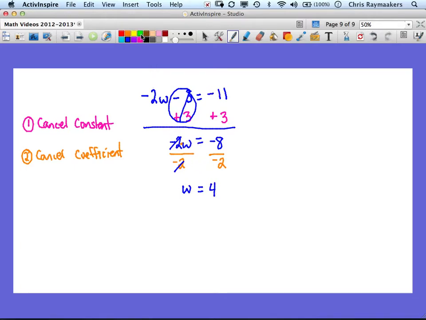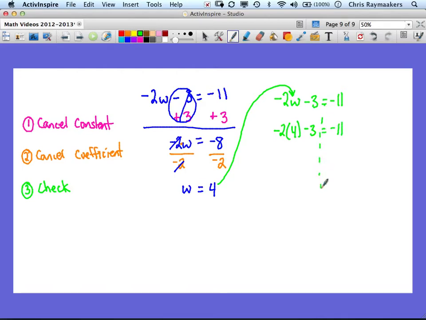Now to wrap it all up, the final thing I'm going to do is a check step. And the check step is to confirm that I have done it correctly. Right? So the check step is just starting with the equation and then substituting in the value of the variable into that equation. So negative 2 times 4 minus 3 equals negative 11.